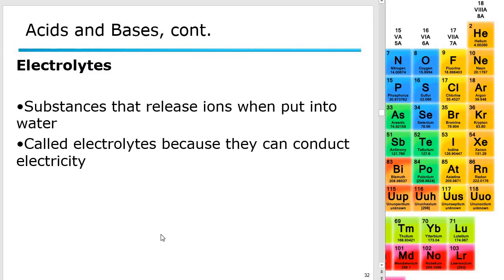Finally, electrolytes. I mentioned electrolytes already. These are substances that release ions when they're put into water. Often if you buy bottled water at the store, they filter it, so they take everything out, and then they add electrolytes back in. That's actually what gives the water its taste when you're drinking it. So that's a little bit about water and acids and bases.